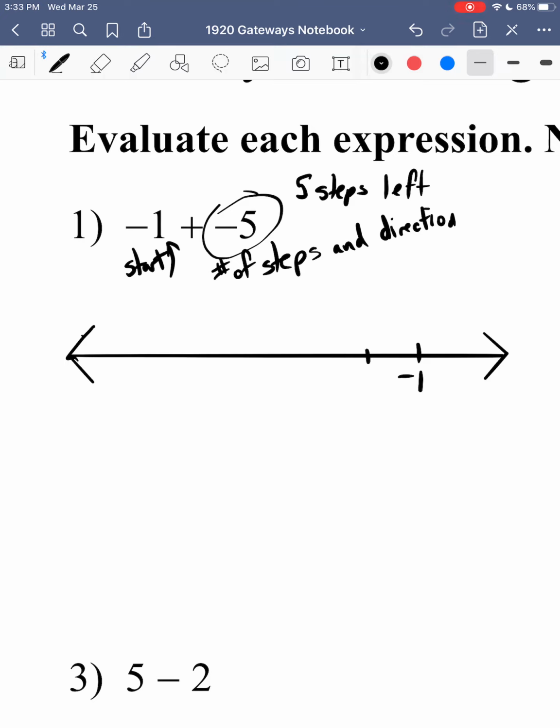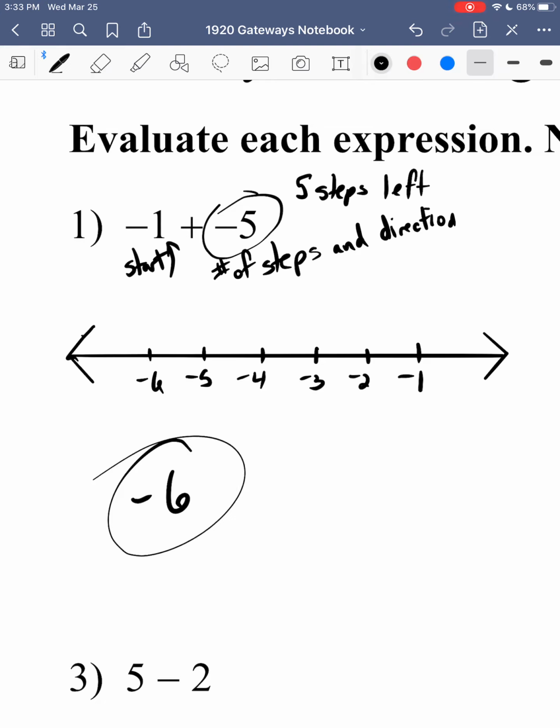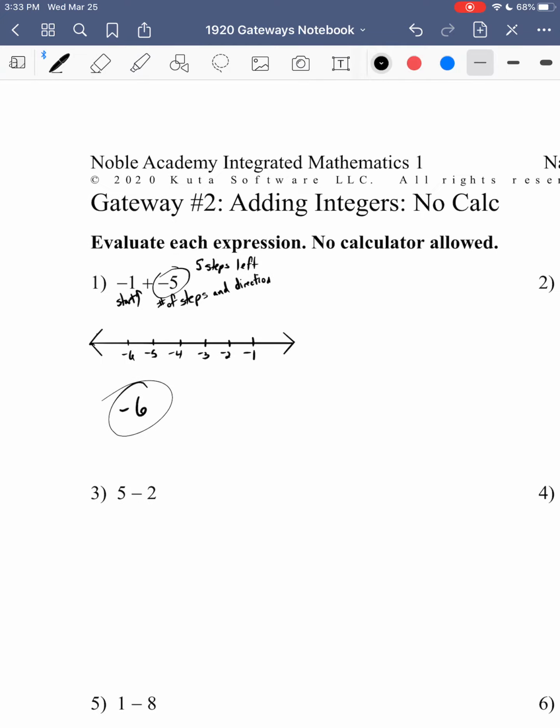So I'll go 1, 2, 3, 4, 5. Well, not a very good one there. 5. So that's what? -2, -3, -4, -5, -6. So man, I'm struggling with my numbers. There we go. -6 is what we want. Okay. Some of you guys can do that in your head. Ideally, we want to get to the place where you're doing it in your head. But for now, if you need to draw that number line, you can.